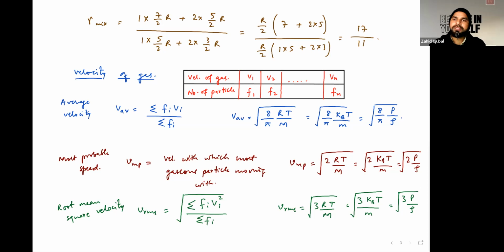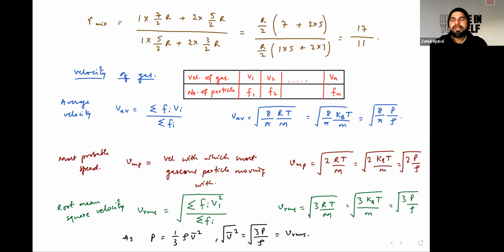We may calculate this particular relation according to pressure, as we have pressure equals 1 by 3 rho V square. So we may write V square equals 3 times P by rho. Now taking the square root on both sides, this expression is called VRMS. Is it clear? Yes, sir.